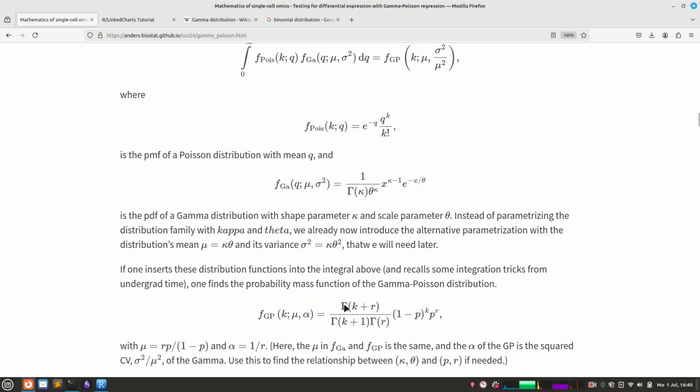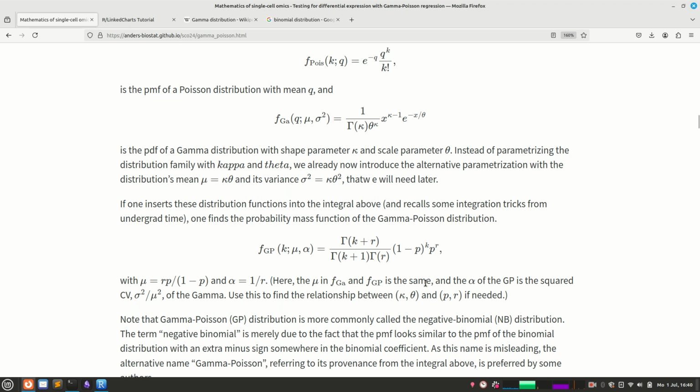And this is what we now call the gamma-Poisson distribution or the negative binomial distribution. People call it the negative binomial distribution because it looks like the binomial distribution, and if you try to write out this binomial coefficient here, you will find a minus in the strange thing.